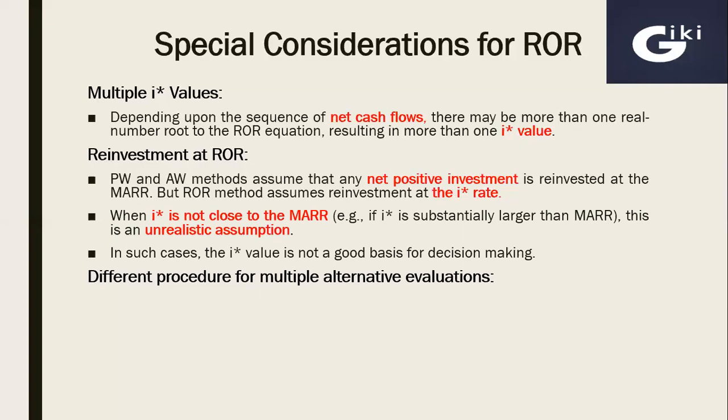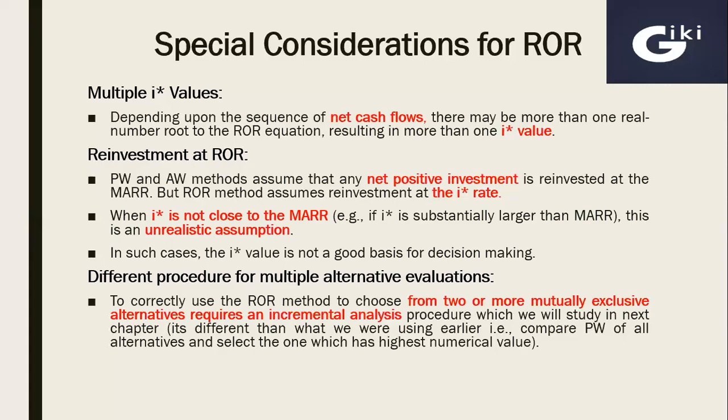Then, different procedures for multiple alternative evaluations. This is the final consideration. To correctly use the rate of return method to choose from two or more mutually exclusive alternatives requires an incremental analysis procedure, which we'll study in the next chapter, which is different than what we were using earlier. For example, so far we have been comparing the present worth of all alternatives and selecting the one which has the highest numerical value. But in the case of rate of return analysis, the method is different, and this is based on incremental analysis that we'll learn in the next chapter.